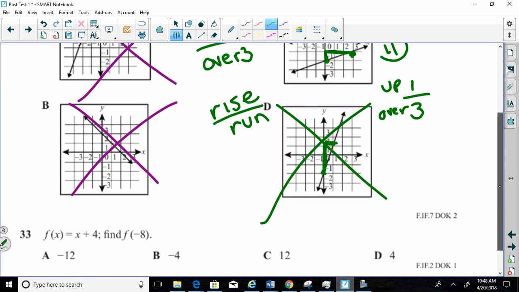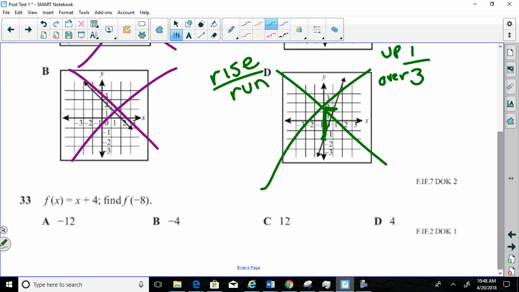That's not correct. This one, what do I do with -8? Plug it in, right? Because it's telling me instead of x, they want me to use -8. What do I end up getting?